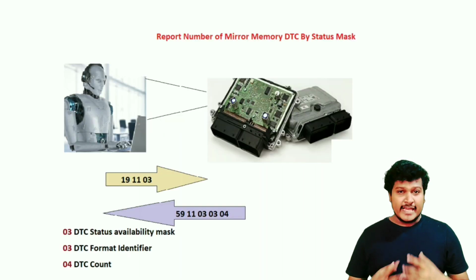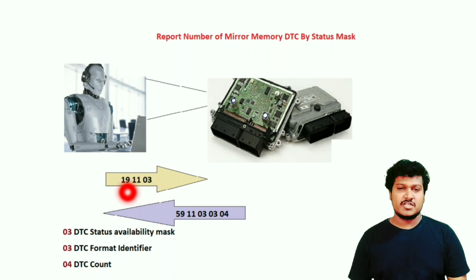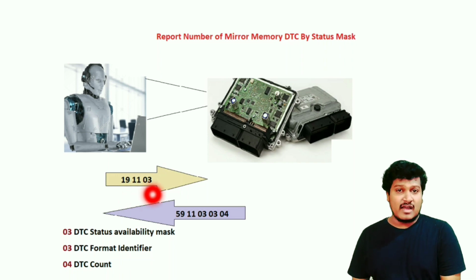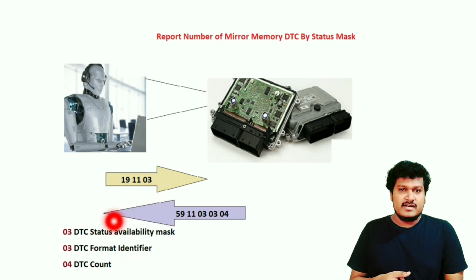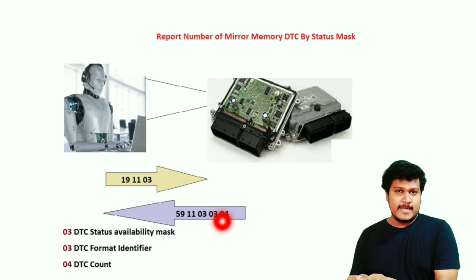If you still want to explore more, you can always go through the ISO document. Then coming to the request and response part, we'll have a look at the two subfunctions. First is 19 11 03. Here 19 is the service, 11 is the subfunction, and 03 is the DTC status availability mask. The subfunction name itself is report number of mirror memory DTC by status mask. So by using this subfunction, we request 19 11 03.